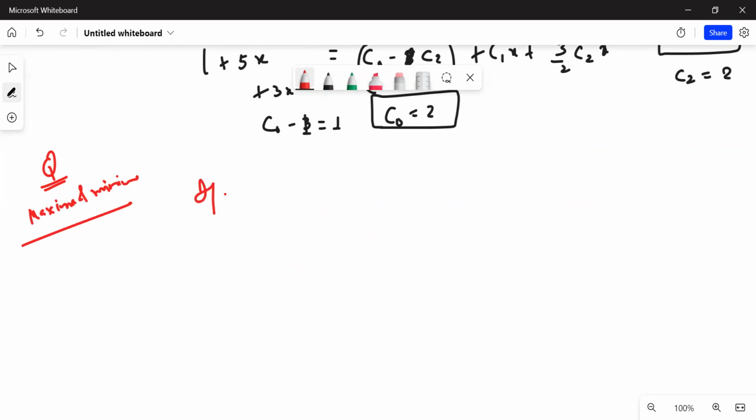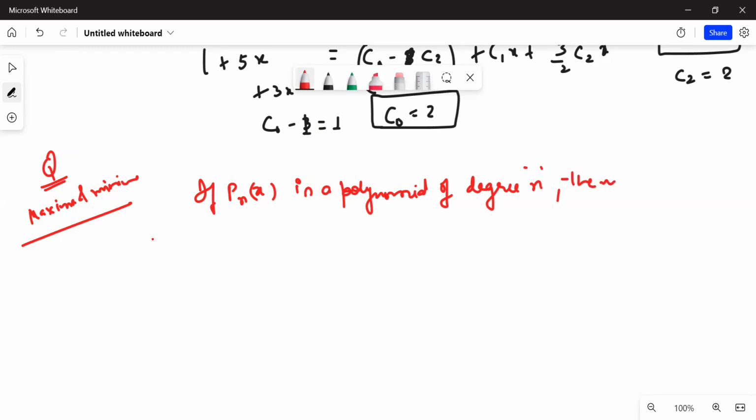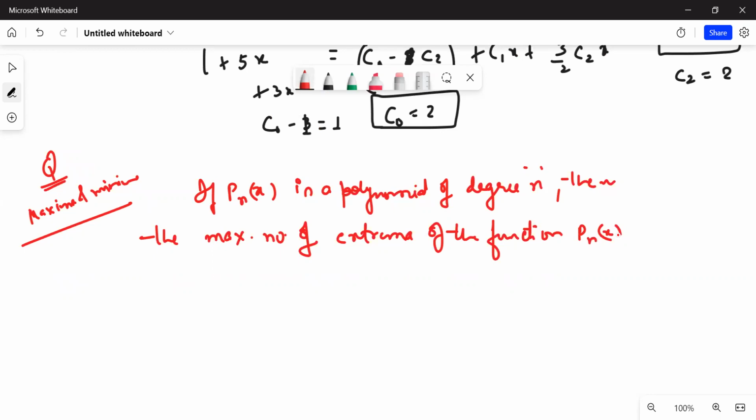So it says that if Pn(x) is a polynomial of degree n, then the maximum number of extrema, या तो maxima या minimum, of the function Pn(x) into e की power minus x square is, ये पूछा. So this was asked in JEST exam, I think, and it was also asked in NET exam. So like these are very easy questions. So let us do this question.